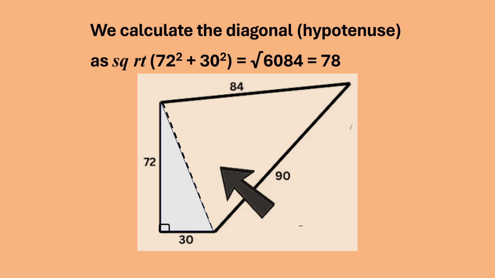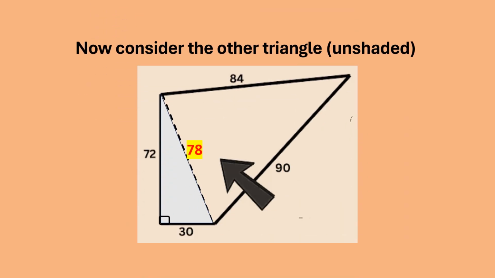So using the Pythagoras theorem, we can calculate the length of the hypotenuse or the diagonal as 78. See the calculation: 72 square plus 30 square, and then we take the square root, that is 78, the length of the diagonal or the dotted line. We found the length of the diagonal as 78.